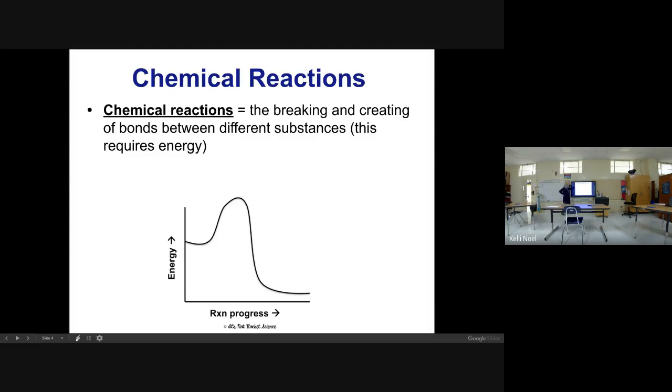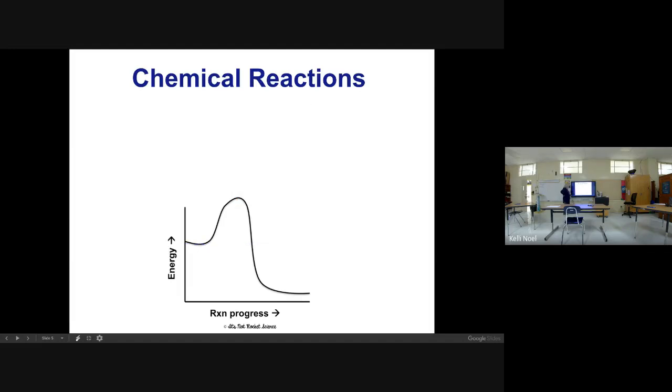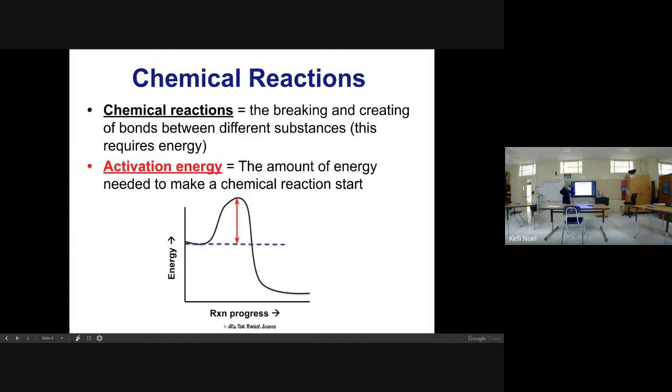So chemical reactions, those of physical science, is the breaking and creating of bonds between different substances, and it needs energy. It's going to require some energy to do this. And this energy is activation energy. So it's the amount that's needed to get the reaction to start. And so your activation energy was that blue line there. So the energy right in here is activation energy to get that reaction to start.